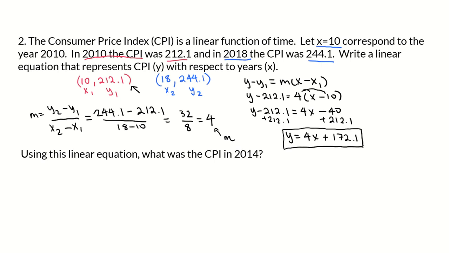Now we're going to use that linear equation to approximate the CPI in 2014. So that would be the y value when x equals 14. So we're going to plug x equals 14 into this equation. That would be y equals 4 times 14 plus 172.1, which gives y equals 228.1.